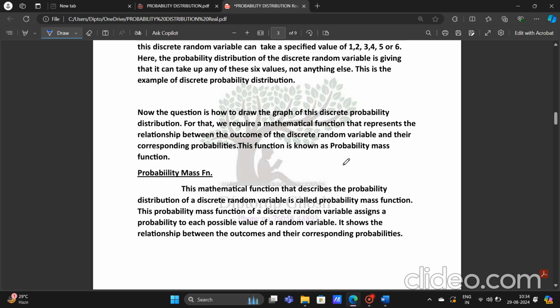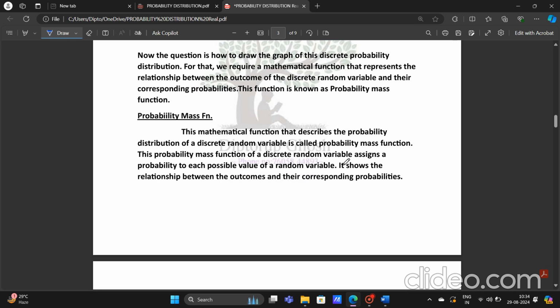So what is the probability mass function? The mathematical function that describes the probability distribution of a discrete random variable is called the probability mass function. So basically we have a mathematical function describing the relationship between the values of the random variable and the probability distribution. The probability mass function of a discrete random variable assigns a probability to each possible value of a random variable. It shows the relationship between the outcomes and their corresponding probabilities. For creating the graph of a discrete probability distribution, we require the probability mass function. Here, with the help of the probability mass function, we are going to draw the graph of the discrete probability distribution.